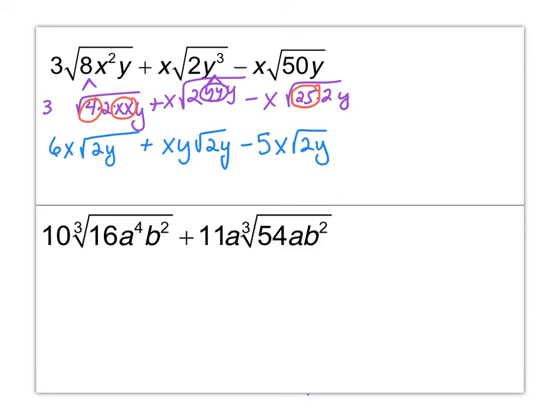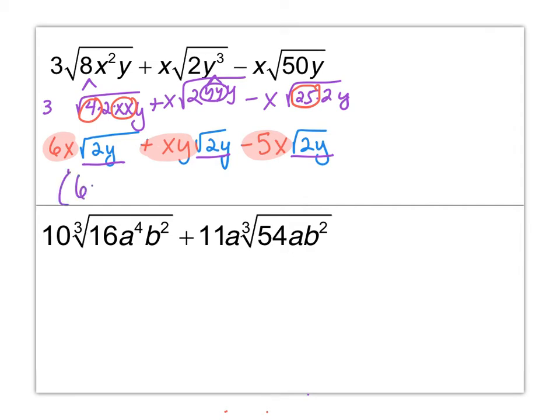Now we have 3 like terms. We say that they're like terms because they have the same index and the same radicand for all 3 of those terms. So we add the coefficients together. But notice that the coefficients have variables in them. So we need to be careful as we add the coefficients together.